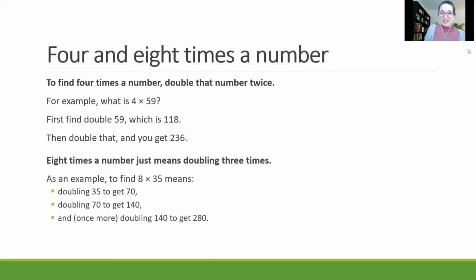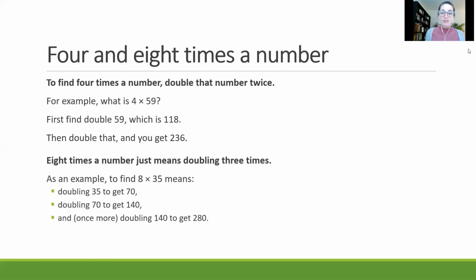Now, another trick here is to do 4 and 8 times a number. So we know that the number 2, if we double that, we get 4. And if we double 4, we get 8. So if we're doing 4 times the number, it's really just like doing times 2 times 2. And if we're doing 8 times the number, it's like doing times 2 times 2 times 2. So if you're doing some mental math, this is an easier way to break it down.